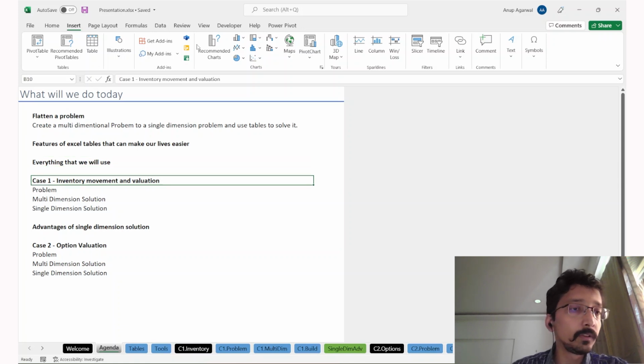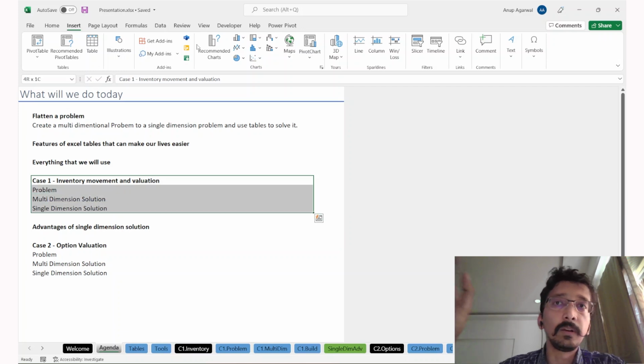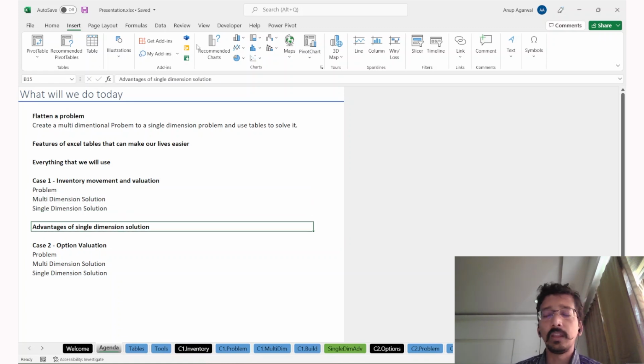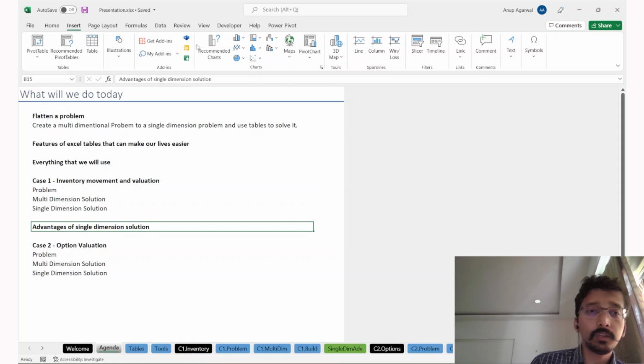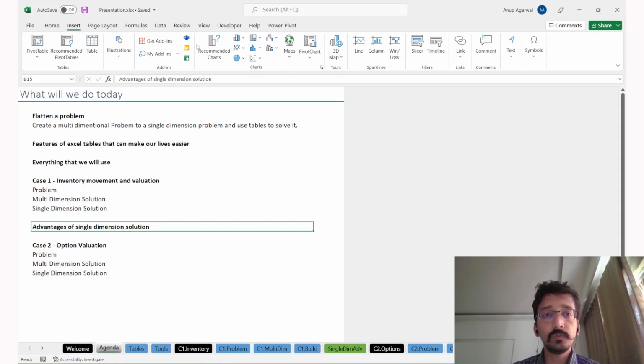And then we will use all those functions and features to solve the FIFO type inventory valuation problem. We will build a single dimension, very scalable solution that can accommodate a lot of different inventory types, inventory items, and transactions. We will then talk about in what scenarios this solution is useful.